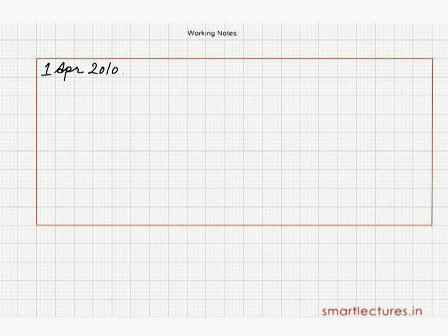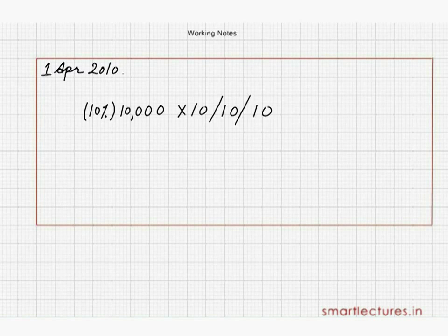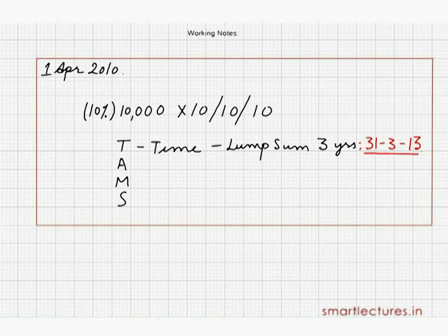Suppose on 1st April 2010, the company issues 10,000 debentures of rupees 10 each. They are issued at par and redeemable at par, and these are 10% debentures. And the terms are, I'm to say, TAMS. Time is lump sum 3 years, means the debentures will be redeemed in lump sum after 3 years.